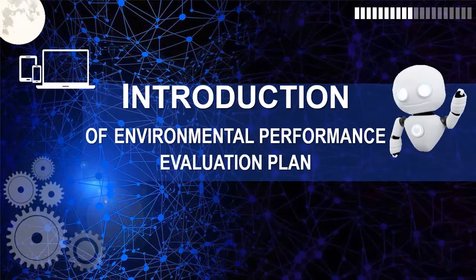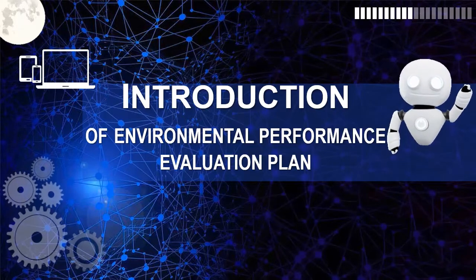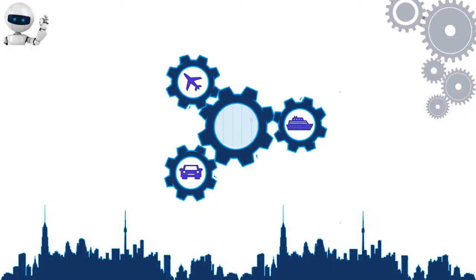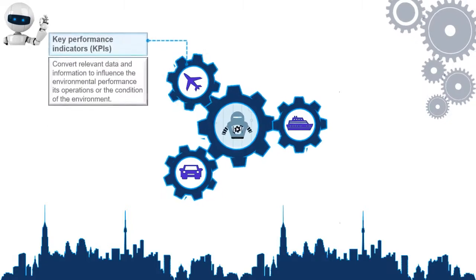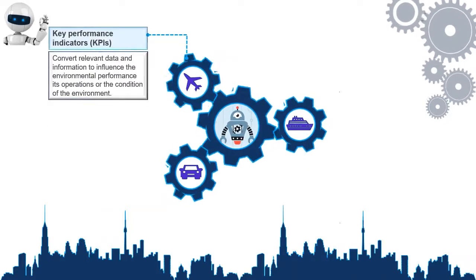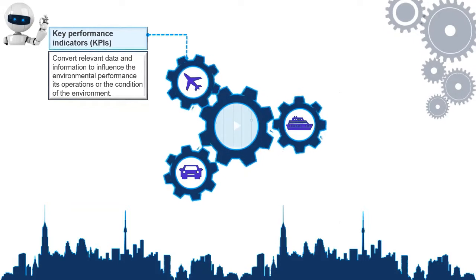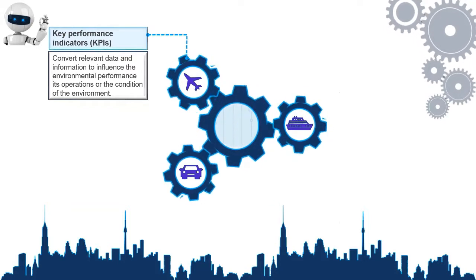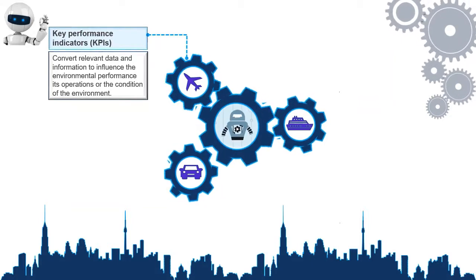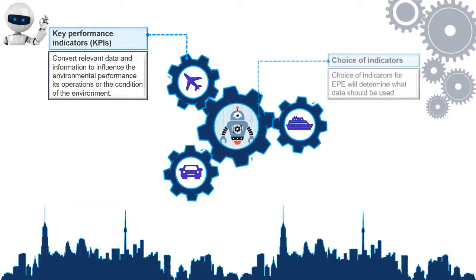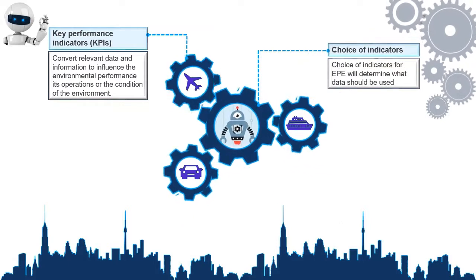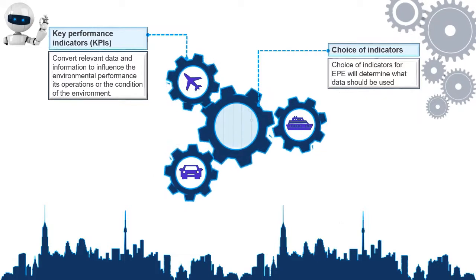Introduction of Environmental Performance Evaluation Plan. In general, key performance indicators (KPIs) help to convert relevant data and information about the management's effort to influence the environmental performance and its operations or the condition of the environment. The choice of indicators will determine what data should be used for this EPE.